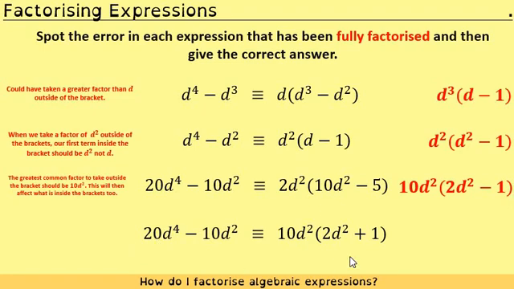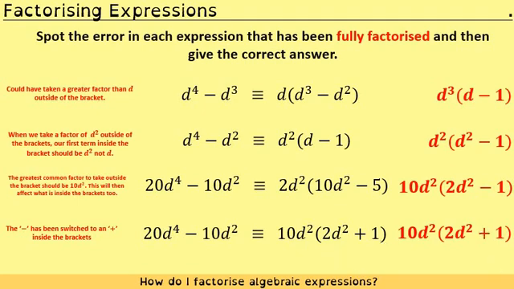Okay, and the last one, the error, is that the subtract has been switched to a plus inside the brackets. This is a really small but common error that pupils make all the time. They've taken out the greatest factor correctly, excellent. They've got 2d squared correct, they've got 1 correct.